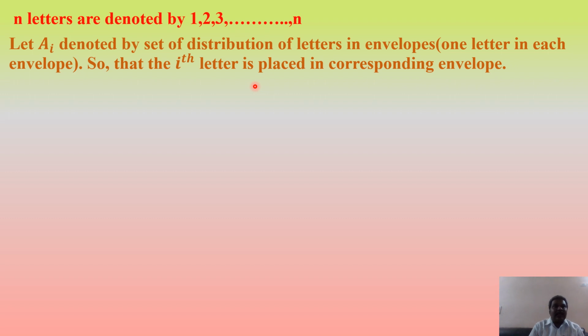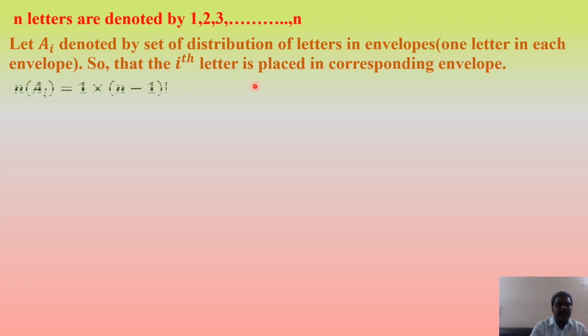What about A1? What about A2? What about A3? What about A(i minus 1), and so on? What about An? I don't know. Some of them go to correct, some may go to wrong. Don't bother about that. Ai is my set like that. So what is A1? A1 is the set consisting of all distributions of letters in envelopes so that my first letter goes to the correct envelope. The remaining are whatever they may be. That is the basic concept to prove this proof.